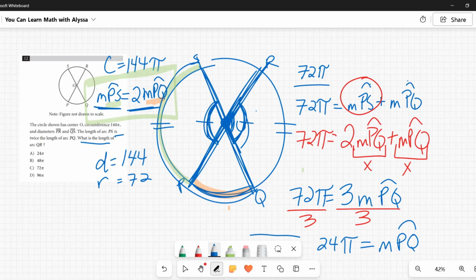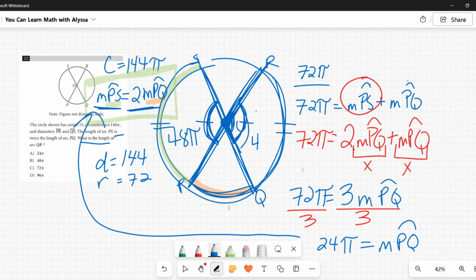Well, that's why we go back to this. The measure of PS is 2 times the measure of PQ. So it is 24 pi times 2, or 48 pi. Since QR is the same, it is also 48 pi.